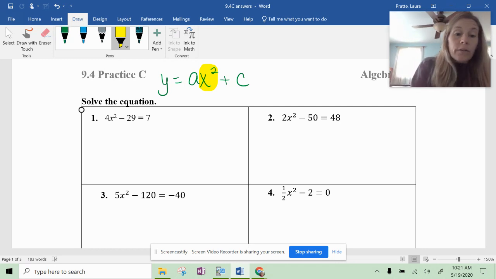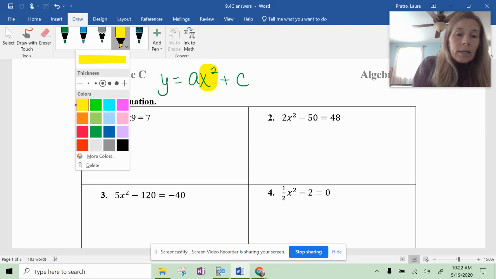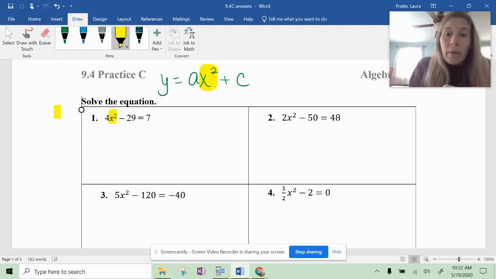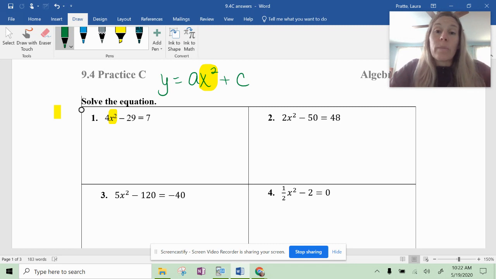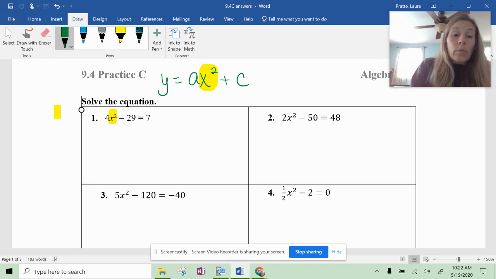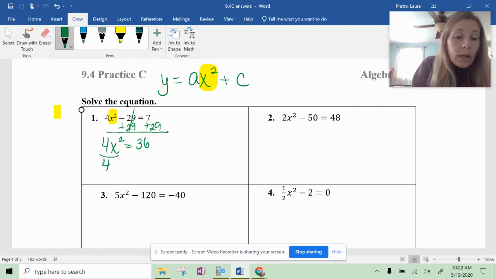So going through the different problems, our goal is to get this x squared by itself using the same inverse operations that you would have used back at the beginning of Algebra 2, just solving a regular equation. If I want to get my x squared by itself, I want to add that 29 over to the other side. So that leaves me with 4x squared equals 36. Then I would divide both sides by 4, giving me x squared equals 9.